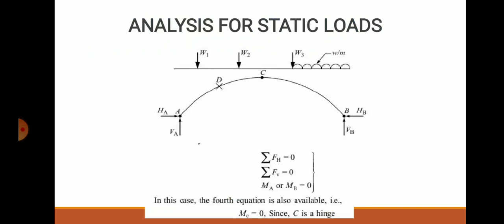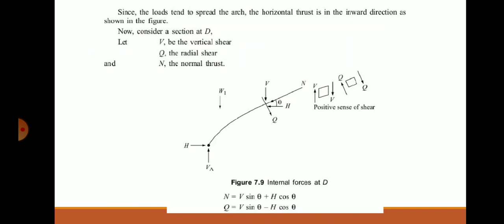Due to the static loads, the forces in an arch are evaluated. The support reactions are evaluated using equilibrium equations sigma V = 0, sigma H = 0, sigma MA or MB = 0. Along with that, if there is a hinge at the crown point, then we will have another equation, that is sigma MC = 0. Once you find out the support reactions, then the normal thrust and radial shear at any point of the arch can be evaluated by resolving the components.